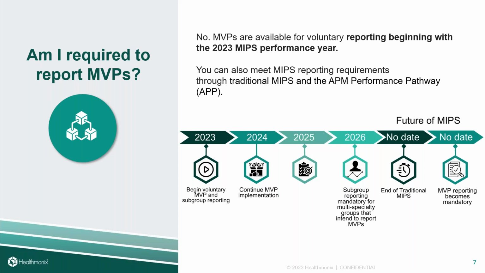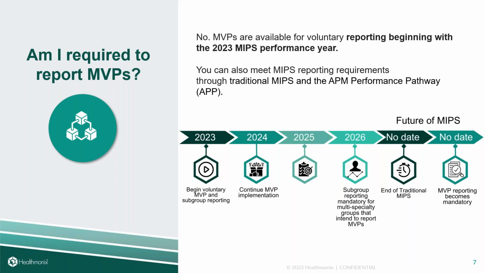2024, they've made a lot of proposed changes to the measures to make them a little bit better. I think what they realized when they first came out with the 2023 measures is that they didn't have as many choices within the MVPs that make sense for people to report them. And then 2025 is a target really that they're going to be pushing more people towards. And then by 2026, if you're going to report MVPs, they're going to force you into what's called subgroups, which we'll get into, for multi-specialty groups, where they're intending you to report MVPs that are really related to your type of practice and type of work that you do.